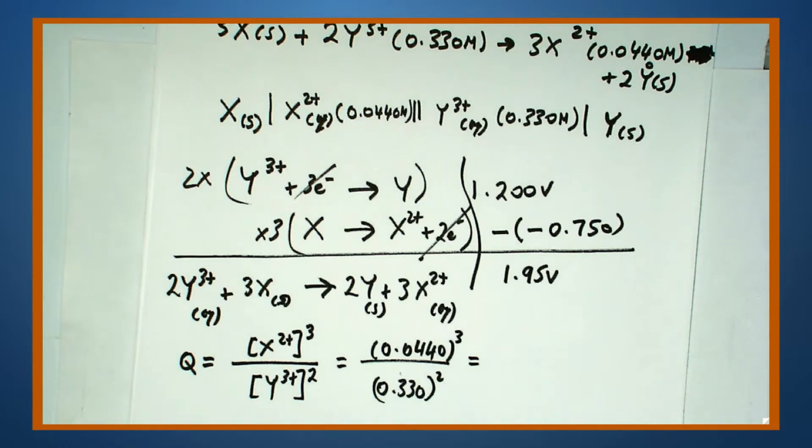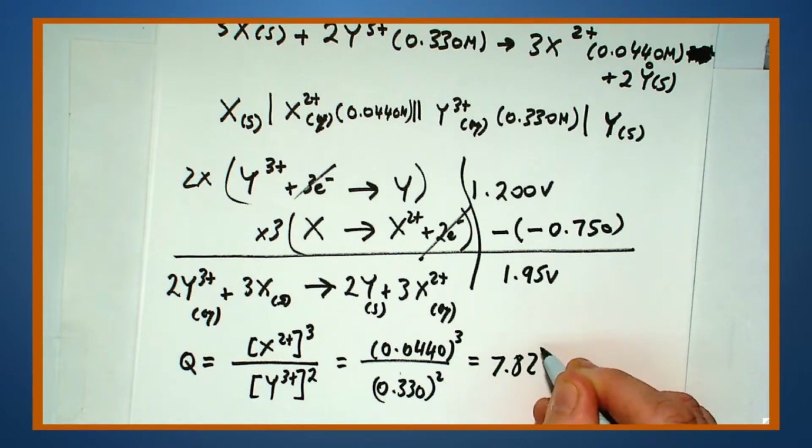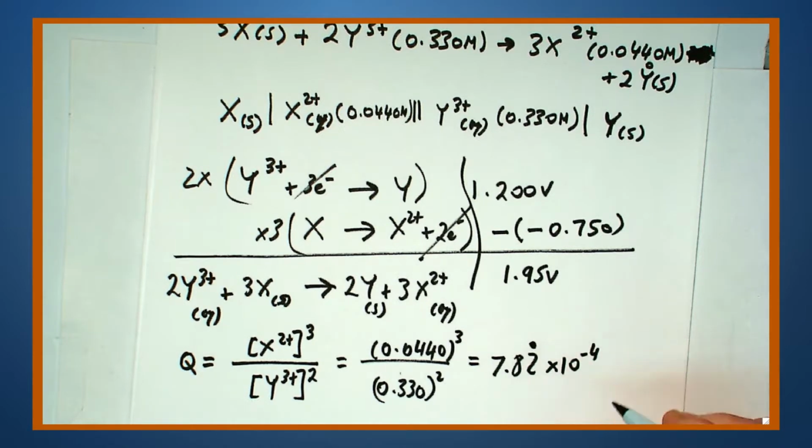All right, so now I'm going to do this: 0.044, I want to put it to the power of 3. 0.044 cubed. Then I'm going to divide it by 0.33 squared. And we get 7.82 recurring, that's my little way of writing recurring, times 10 to the minus 4.